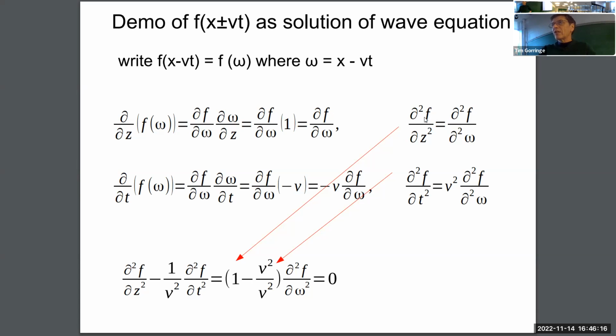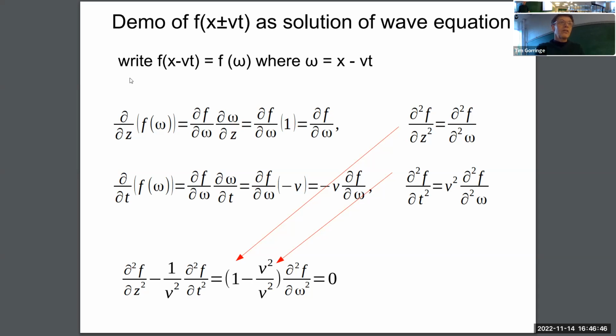What I'm showing here is I could replace the second order differential with respect to the space coordinate, z or x. I don't know why I changed it to z here. I could replace it with this second order differential with respect to omega, and I could replace the second order differential with respect to time with v squared times the second order differential with respect to omega.